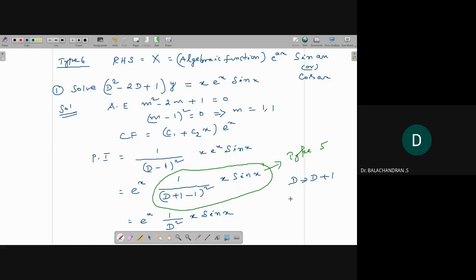So x into the imaginary part of e power ix, and then you should take the imaginary part out, and then you should replace d by d plus i. But here I'm not going to use this method. So you may do this method as a homework or practice problem. And now I'm going to integrate twice and get the answer.